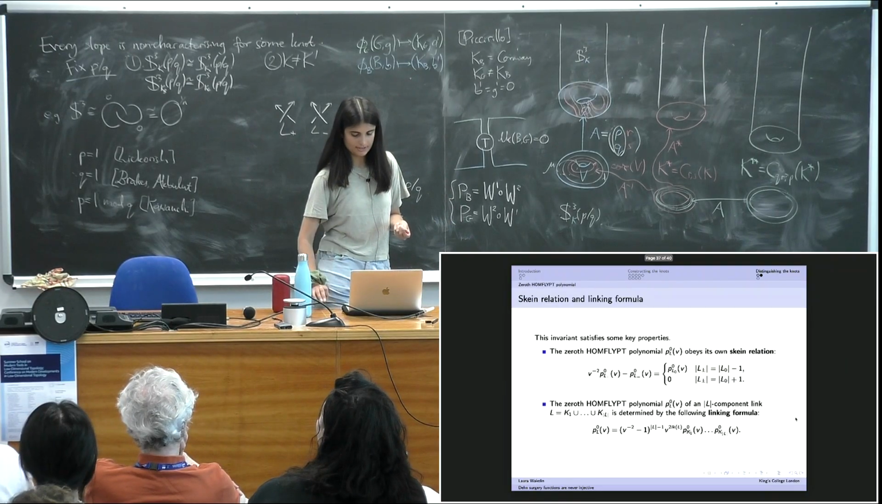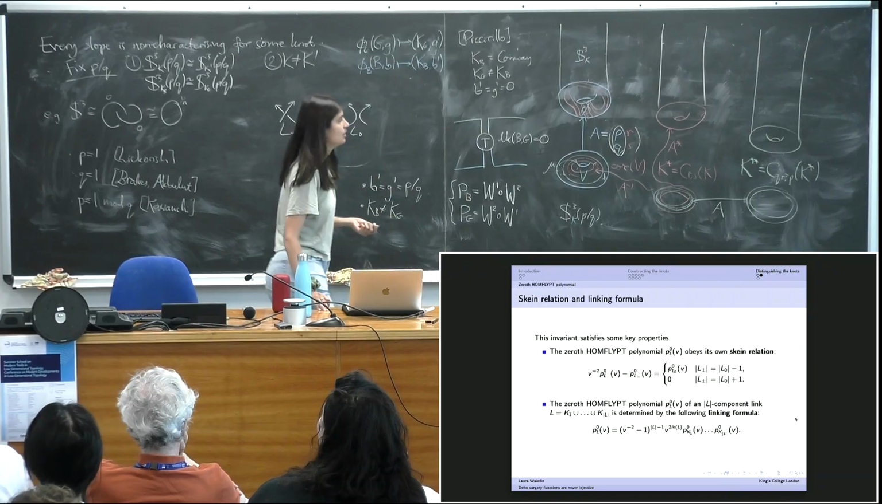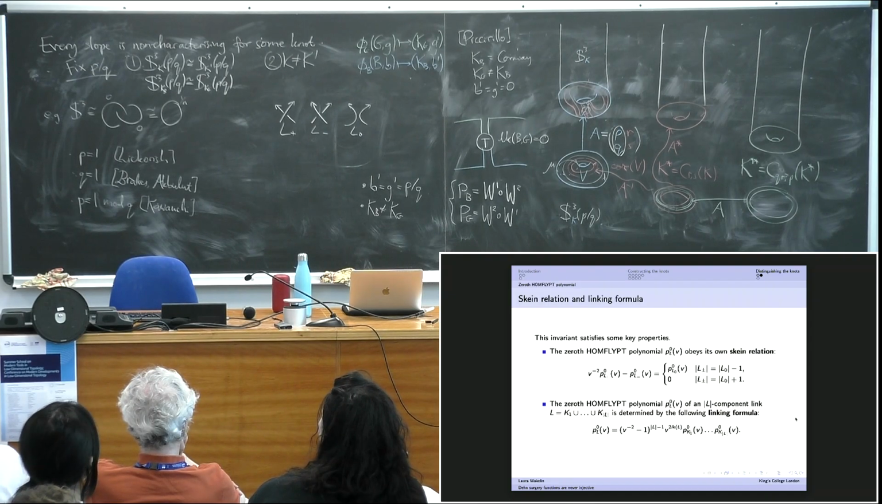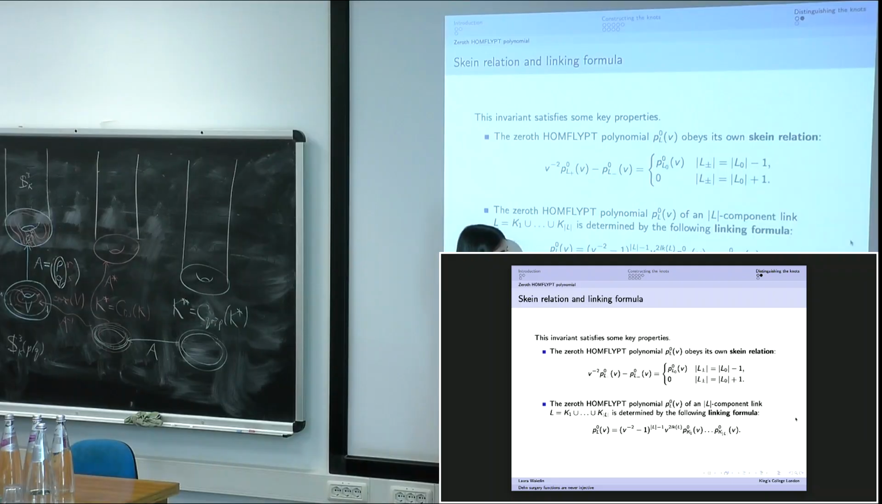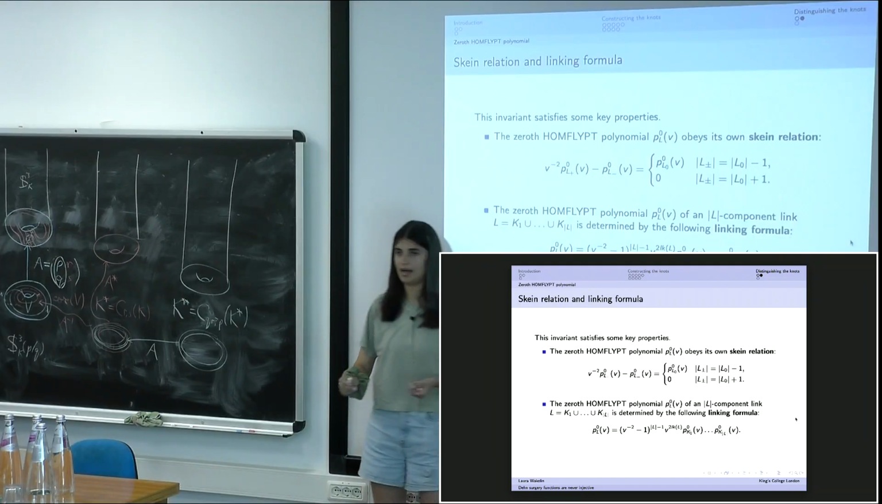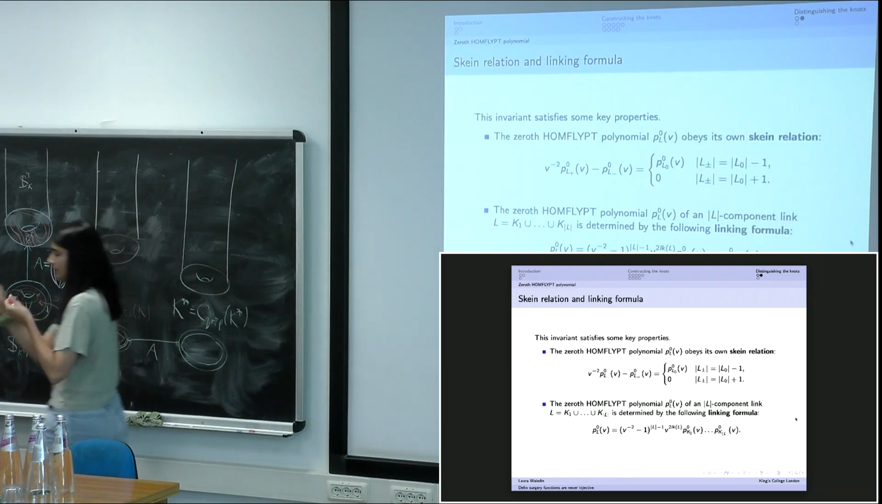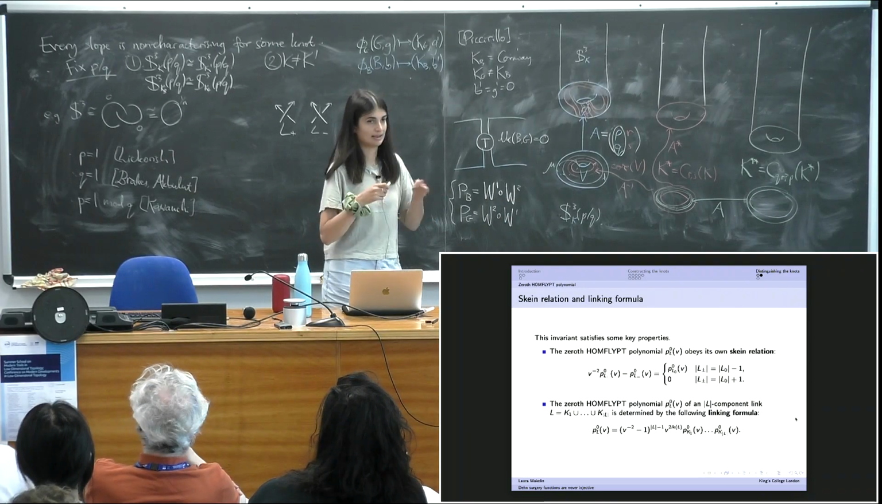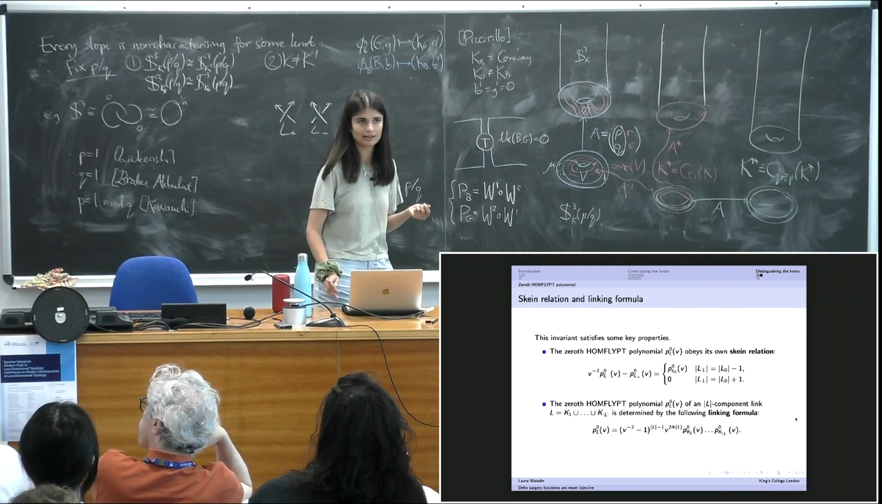There's also a very nice linking formula, which basically says that if you're looking at the HOMFLY polynomial of some link, then you just need to take the product of the polynomials for all of the components of the link, and then you have to account for the total linking number of L. That's basically the sum of all the linking numbers between the different components. So it only depends on the linking numbers rather than what the actual linking looks like.